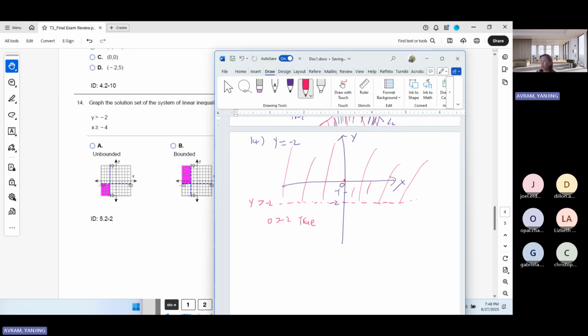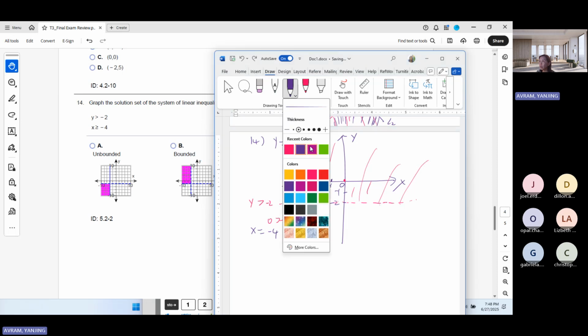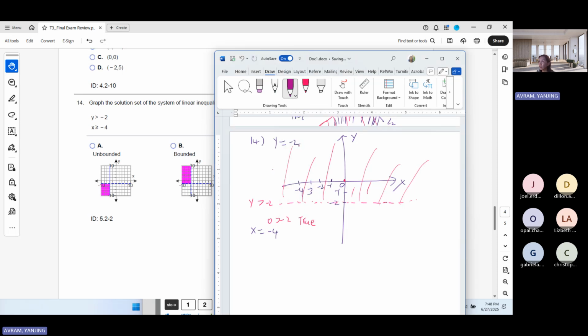And then you're going to graph x equal to -4. Okay, x equal to -4 should be a vertical line. So that's -1, 2, 3, 4, right? So x equal to -4 is a vertical line. All right, so it's a vertical line in here. Let me use a slightly different color. All right, so this is a vertical line.